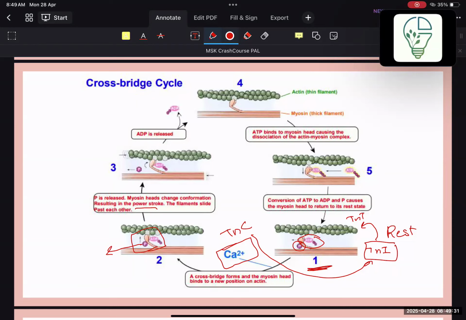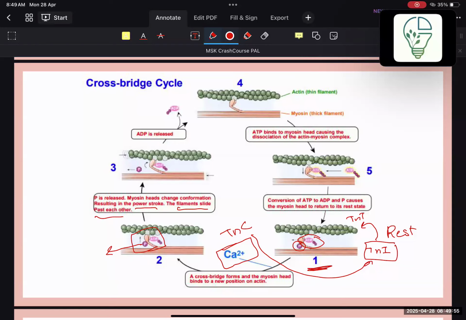Okay? And once the phosphate is released and you have the power stroke, your myosin head is going to move and change its conformation. The filaments will slide past each other, and now you have contraction occurring. Once you're done with the contraction or you reach the length that you're trying to reach, what's going to happen is that you want to lock your myosin head in that position, okay?